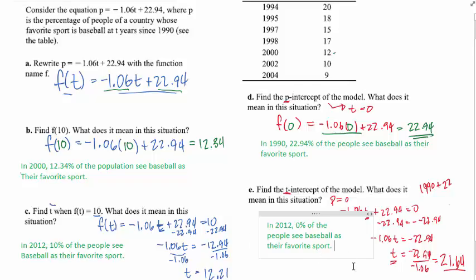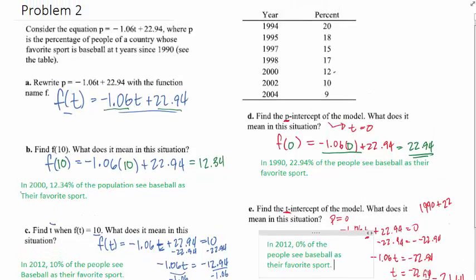So it looks like the percentage of the population to see baseball as their favorite sport is declining since 1990. And then finally in 2012, nobody looks at baseball as their favorite sport. So I don't know if this is accurate, but this is what the model tells us, and this is the data that was collected. So that's problem number 2.